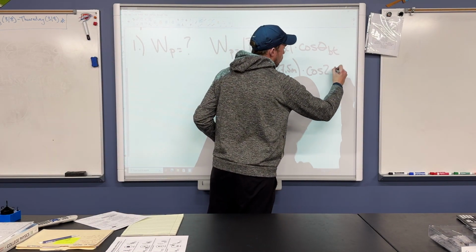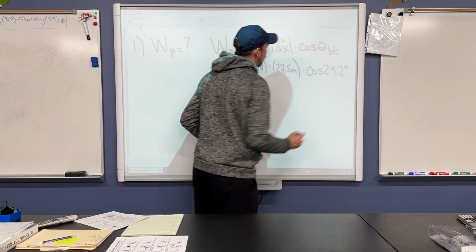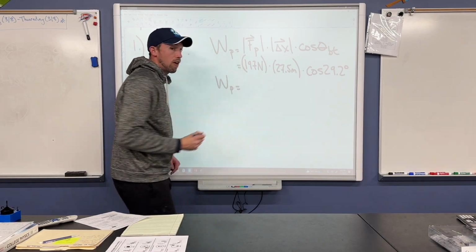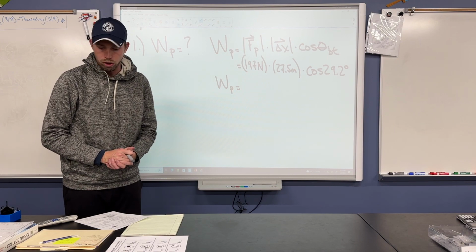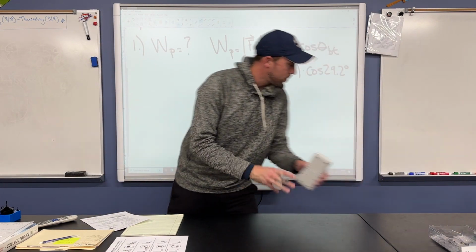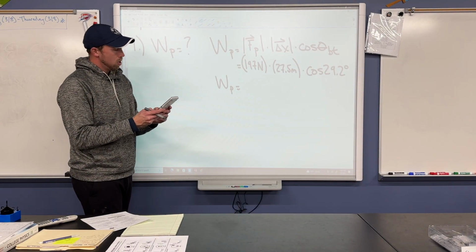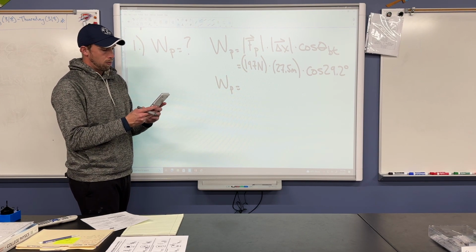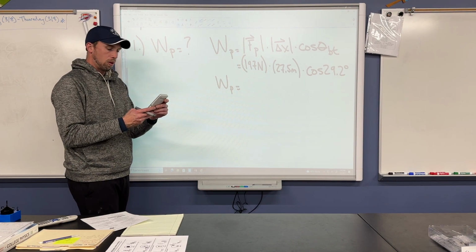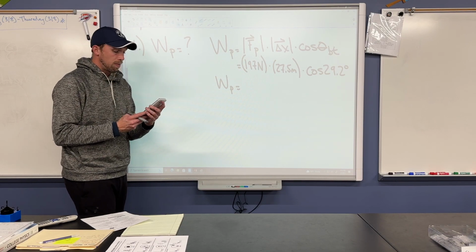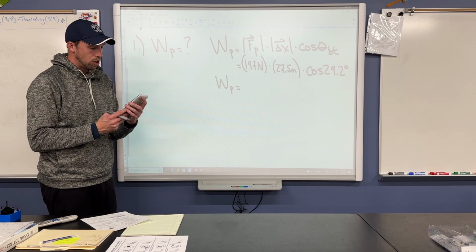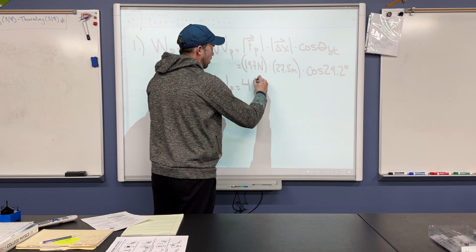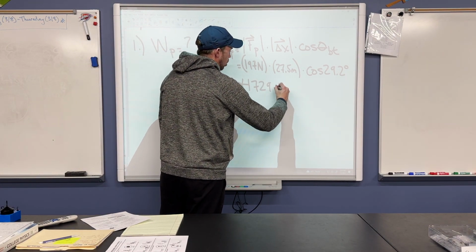So cosine 29.2 degrees. Okay, so now we should be able to input each of our values and find our work done. Now where's my calculator here? So 197 multiplied by 27.5 multiplied by cosine of 29.2. Sure, I'm in degree mode, which I am. Okay, looks like I'm getting 4,729 joules. Let me double check that. Looks good. So 4,729 joules.